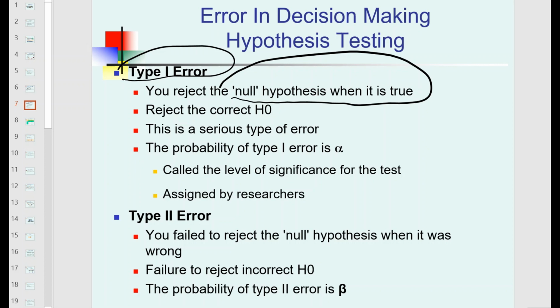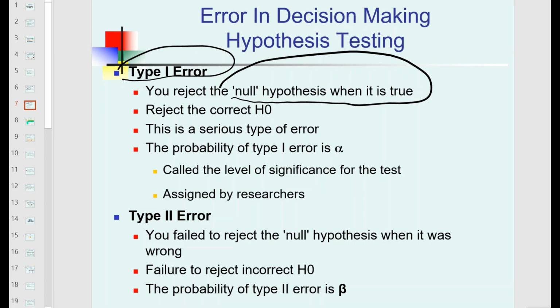Which means that you should not reject the H null, but you did go and reject. So basically you are making a mistake. The statement is true, but you reject. So this is a type 1 error. You reject the correct H null. This is the other way of saying it, and it's a very serious type of error.